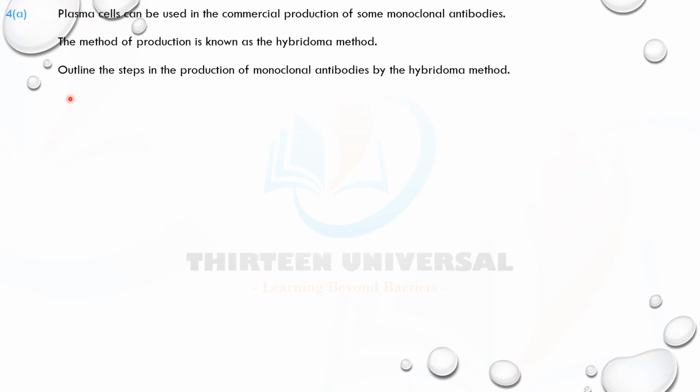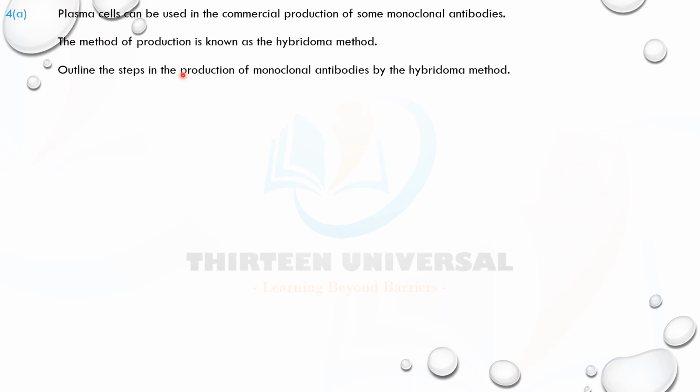Question 4. Plasma cells can be used in the commercial production of some monoclonal antibodies. The method of production is known as the hybridoma method. Outline the steps in the production of monoclonal antibodies by the hybridoma method. So outline the steps. This question is always coming out, guys. So pause this video and try the questions. Very importantly, guys.